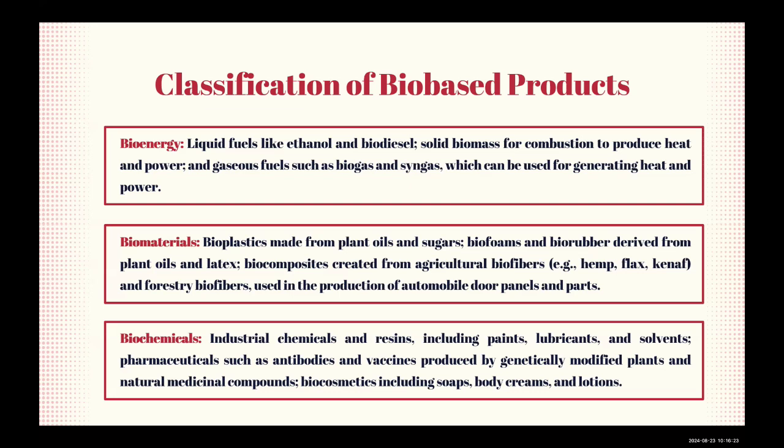Then we have biochemicals. These are industrial chemicals and resins, including paints, lubricants, and solvents. This category also covers pharmaceuticals, such as antibodies and vaccines produced by genetically modified plants and natural medicine compounds. Additionally, this includes biocosmetics, including soaps, body creams, and lotions falling under this classification. I want to highlight these classifications because this shows the diverse applications of bio-based products, demonstrating their potential to actually replace the traditional fossil-based products across various industries.